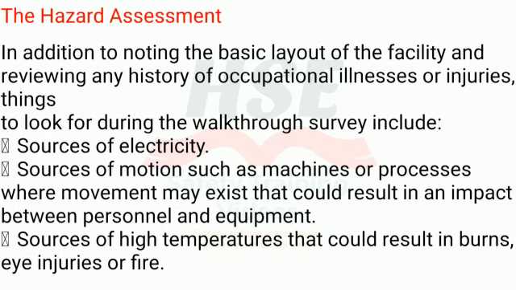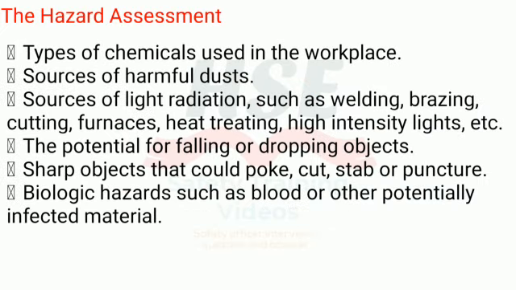In addition to noting the basic layout of the facility and reviewing any history of occupational illnesses or injuries, things to look for during the walkthrough survey include sources of electricity, sources of motion such as machines or processes where movement may exist that could result in an impact between personnel and equipment, sources of high temperatures that could result in burns, eye injuries or fire, types of chemicals used in the workplace, sources of harmful dusts, sources of light radiation, such as welding, brazing, cutting, furnaces, heat treating, high-intensity lights, etc.